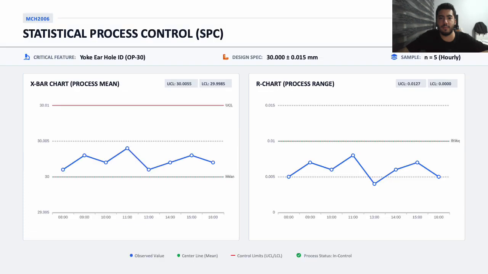Now, if we look at the statistical process control shown in the image here, you can see that we carefully monitor our critical feature by utilizing two main charts. First and foremost, we analyze the X-bar chart, which effectively tracks the overall process mean. And secondly, we move on to the R chart, which specifically monitors the process range, or in other words, the variability.